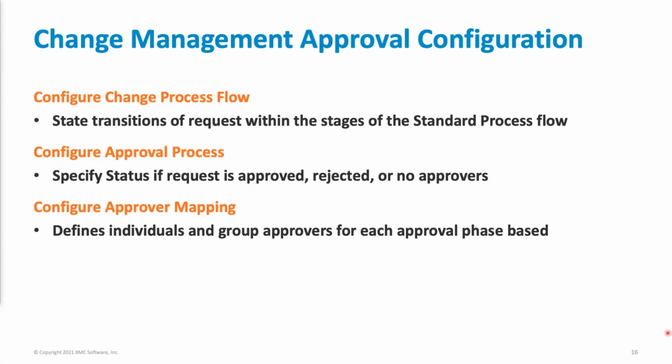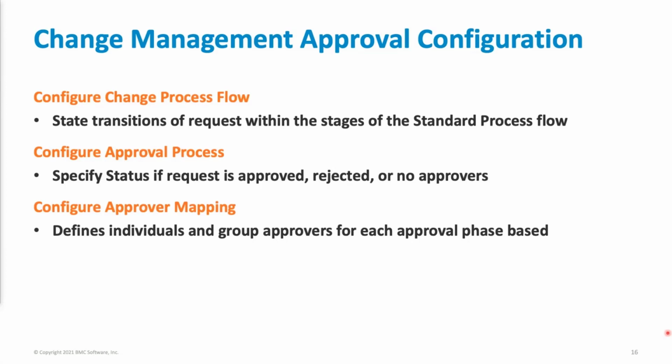There are 3 key steps required to configure change management approval. First is configure change process flow. The process flow data dictates the state transition of the change request within the different stages of the standard process flow. Second step is configure approval process. BMC change management ships with the default approval process designed out of the box for global use. These processes specify which status occurs next if a request is approved or rejected, or if no approvers are defined.